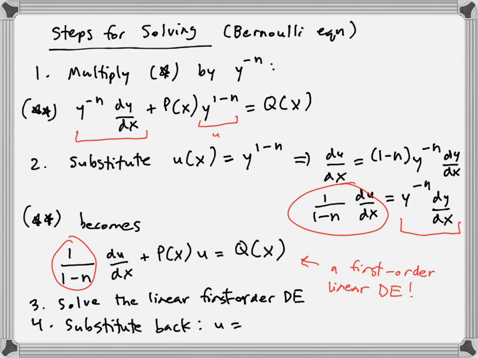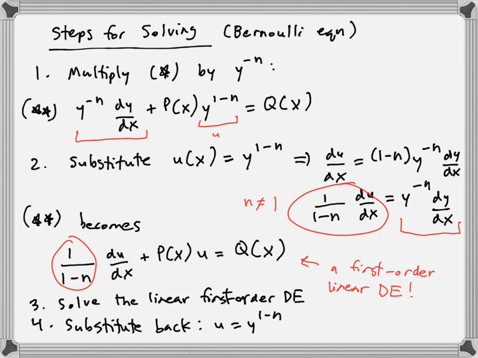So u, remember, is equal to y to the 1 minus n. So at the end of your problem, replace u with y to the 1 minus n. There is an important thing here. You'll notice that we actually had to divide by 1 minus n here. How do we know that we're allowed to divide by that? Well, remember, we're assuming that n is not 1, because if n were 1, we wouldn't have needed to do all this substitution, right?